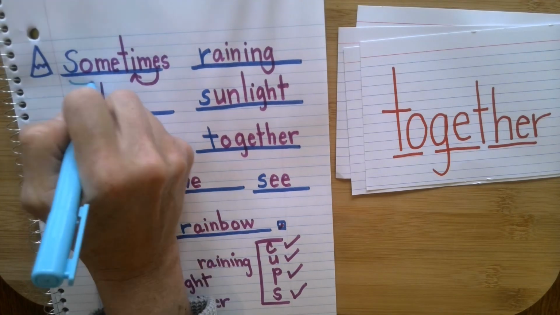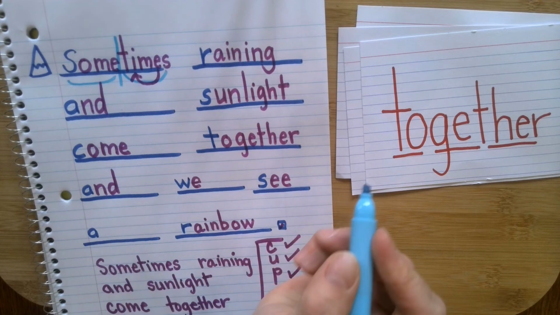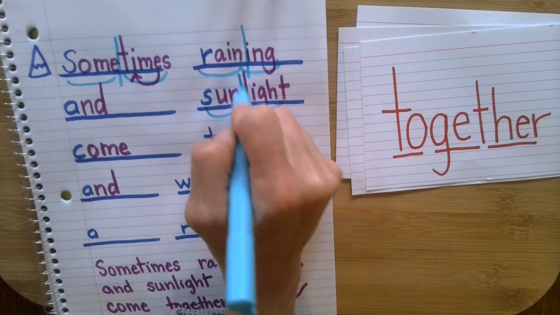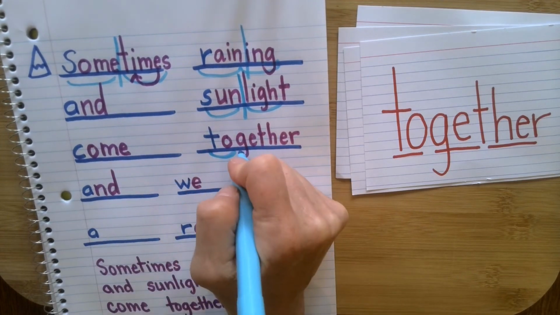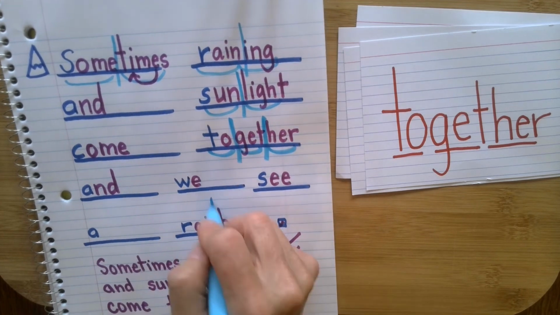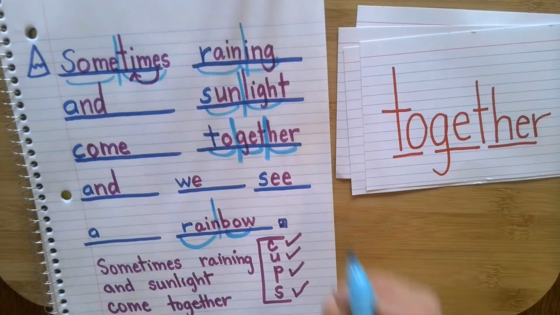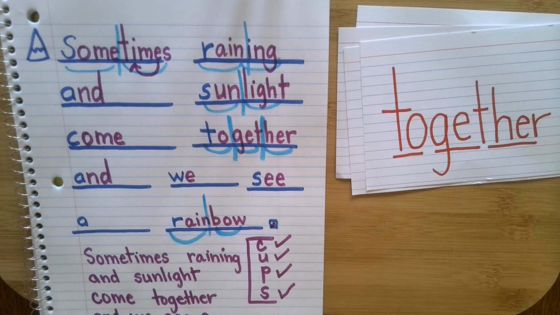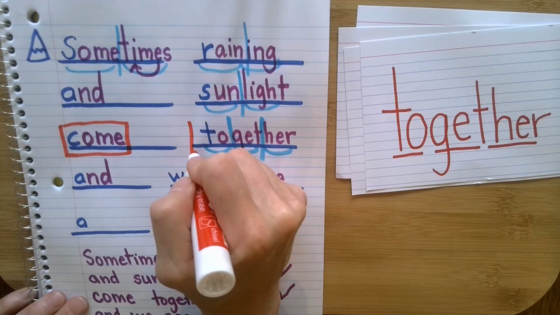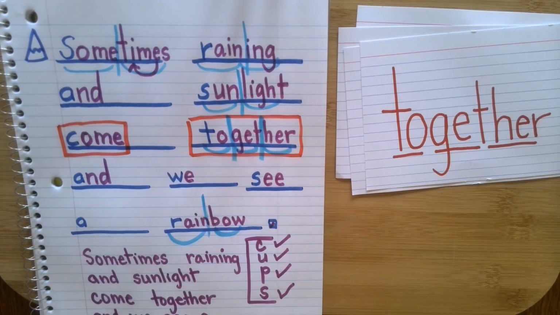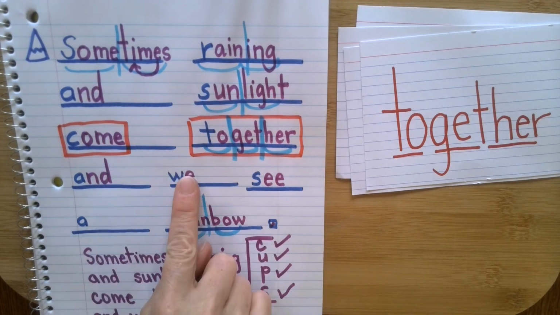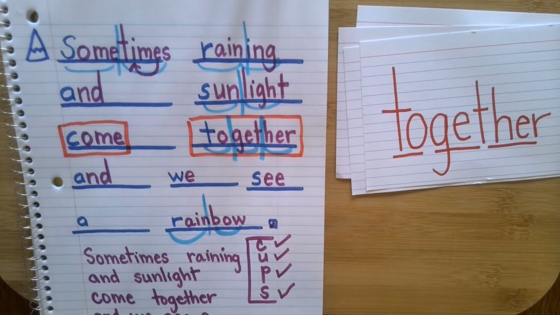Here is a 2-syllable word, sometimes. Raining and sunlight come to-get-her together. Oh, that's a 3-syllable one. Together, and we see a rainbow. Boy, a lot's going on in this sentence, but we're getting this done. I used 2 of our 3 red words today. I used the word come and the word together. Okay, read the sentence with Mr. Cat one more time. Sometimes raining and sunlight come together and we see a rainbow. Very good. I'm going to put the camera back on me.